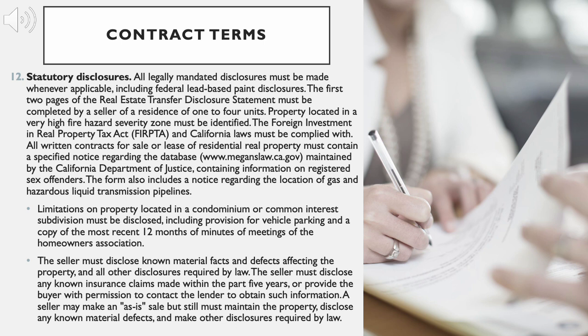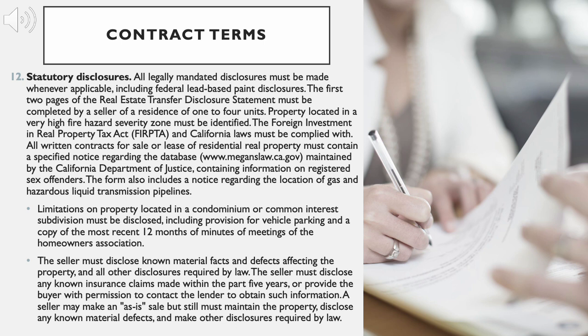All written contracts for sale or lease of residential real property must contain a specified notice regarding the database www.meganslaw.ca.gov maintained by the California Department of Justice, containing information on registered sex offenders. The form also includes a notice regarding the location of gas and hazardous liquid transmission pipelines. Limitations on property located in a condominium or common interest subdivision must be disclosed, including provision for vehicle parking and a copy of the most recent 12 months of minutes of meetings of the Homeowners Association.